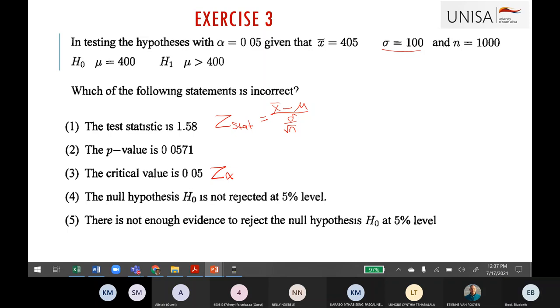Are we done? Let's continue. Got stuck somewhere. Okay. So, how did you substitute your X bar? They are all given, highlighted, so it should be easy to substitute into the formula. So it's 405 minus 400 divided by 100 divided by square root of 1000.